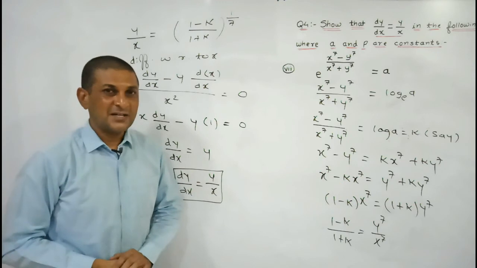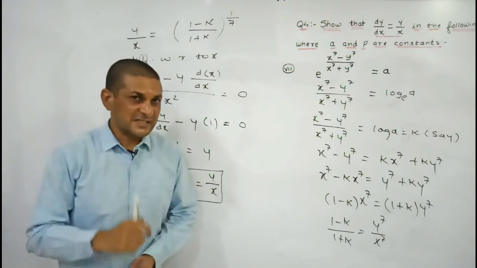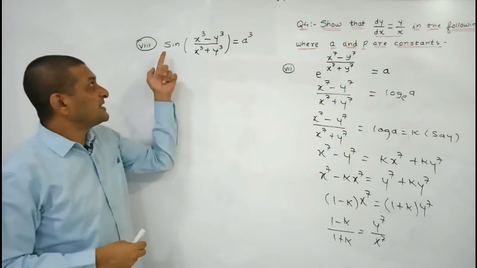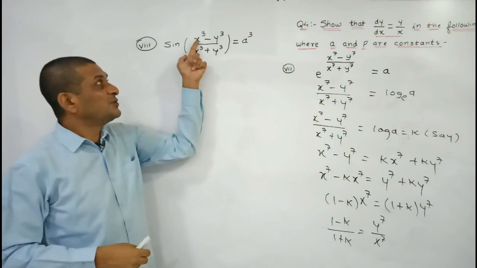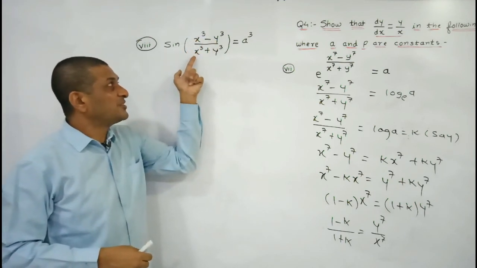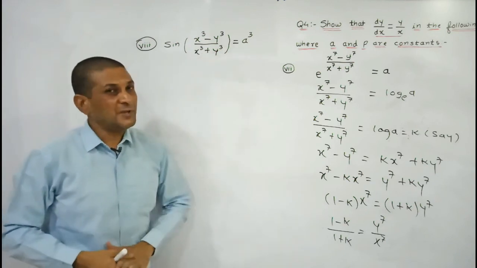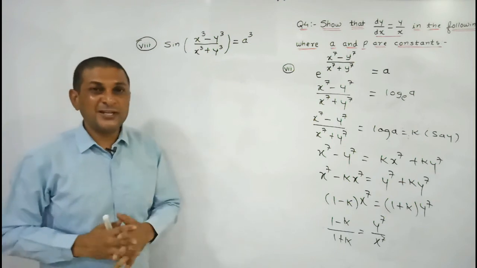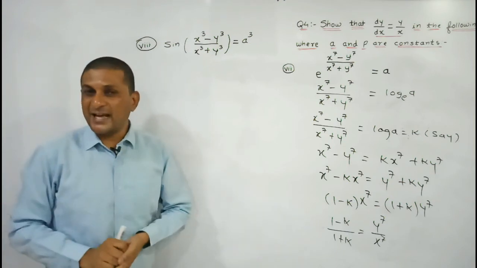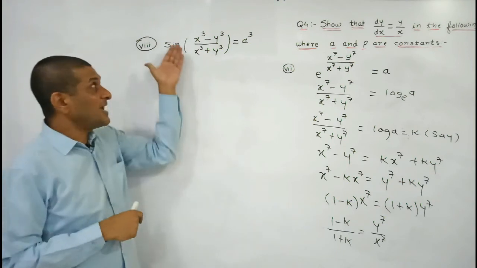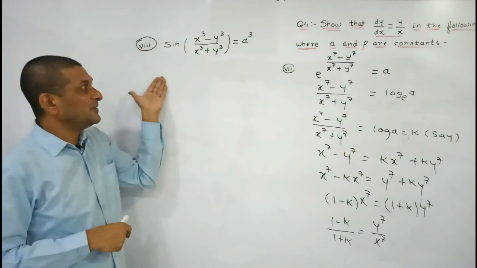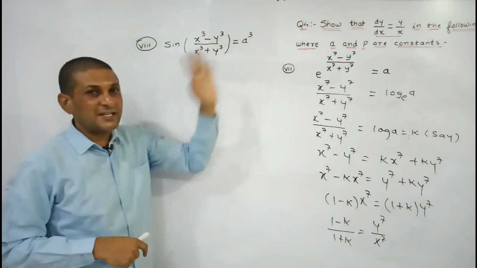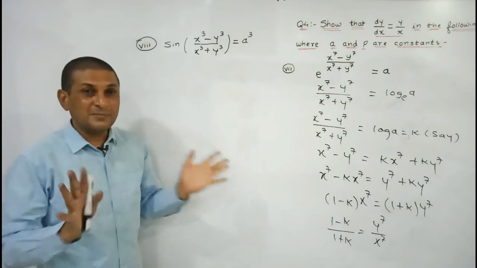Now let us try to solve the last example from this question. This is the 8th example: sin of x cube minus y cube divided by x cube plus y cube is equal to a cube. Here we are trying to eliminate sin. So to eliminate sin, what do we have to take on both sides? sin inverse. If we take sin inverse here, sin will get eliminated. We will get this expression here, and on this side we will get sin inverse of a cube. Just simply take sin inverse.